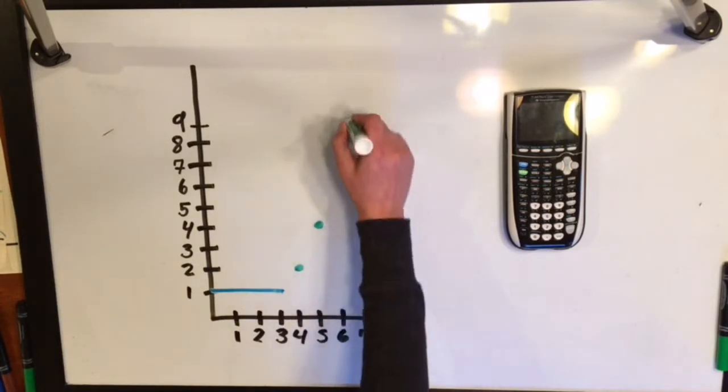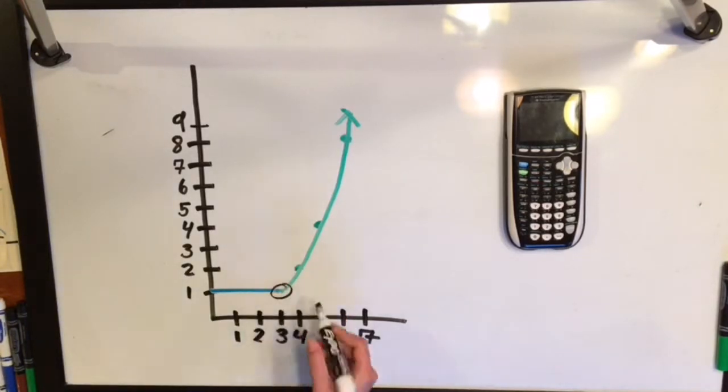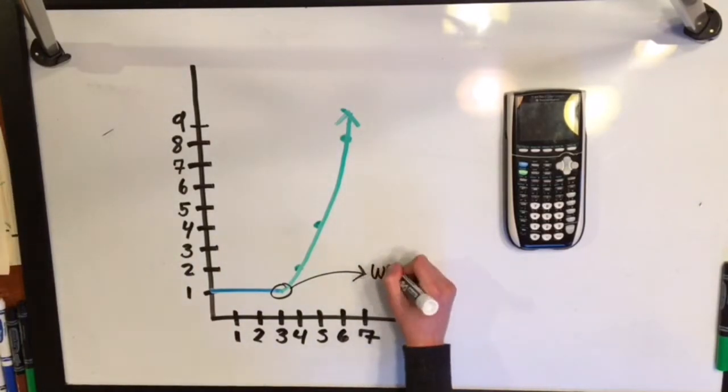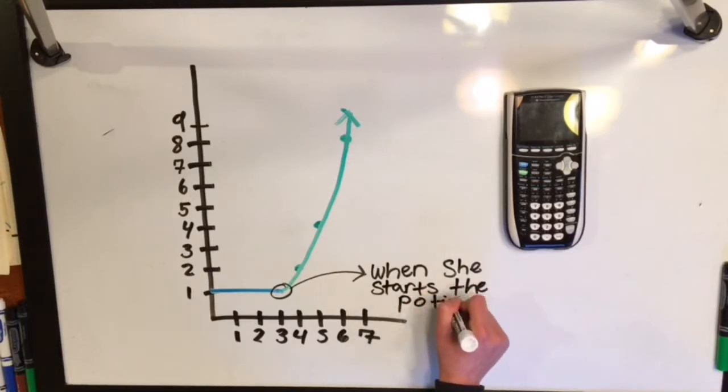The blue line is the first 3 months, in which her hair is growing at a steady rate of 1 inch per month, so she has 3 inches at the end of 3 months. The green line is when she takes the potion and it starts to increase exponentially.